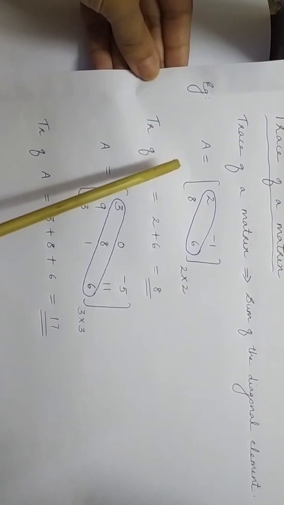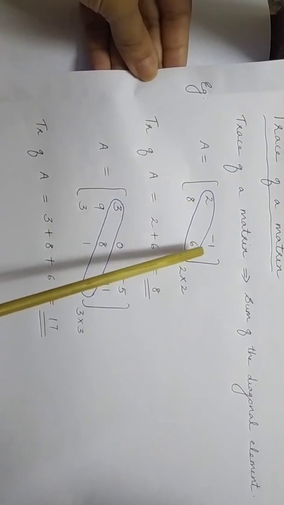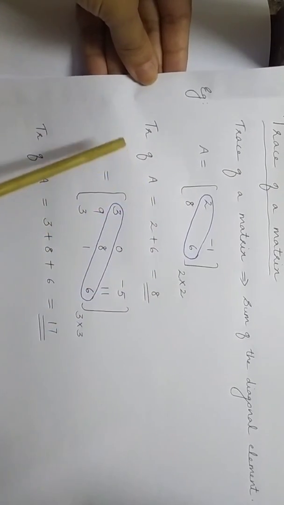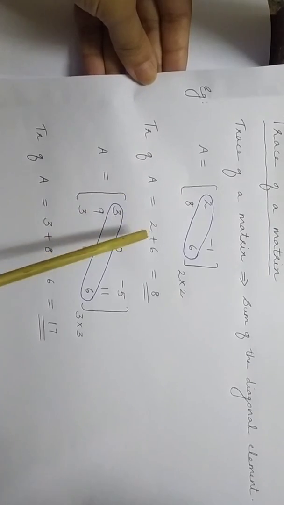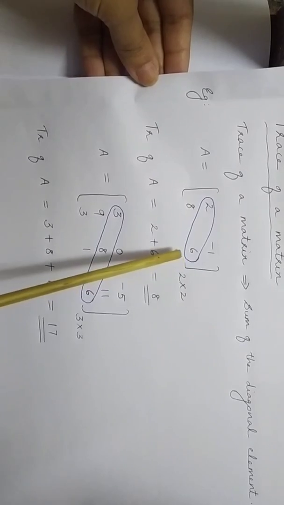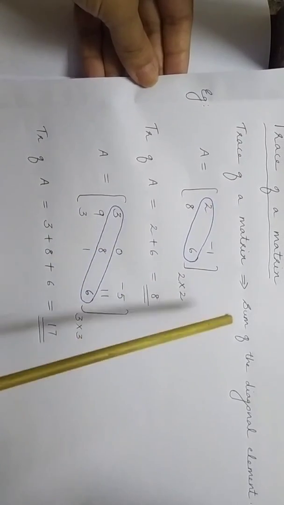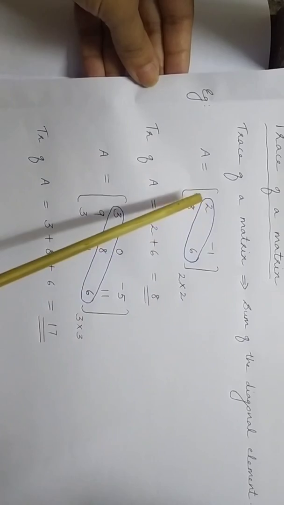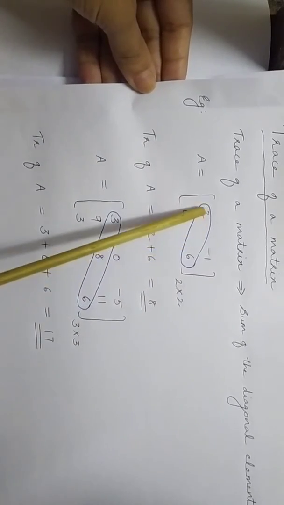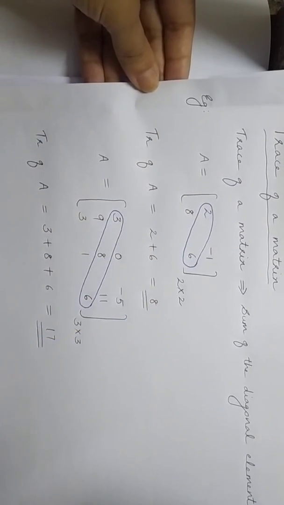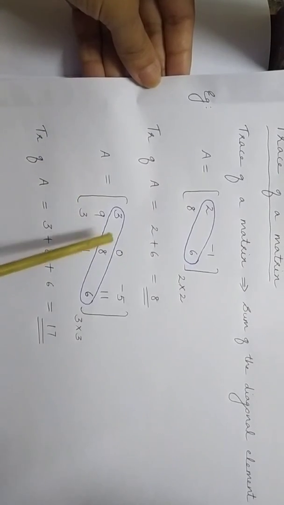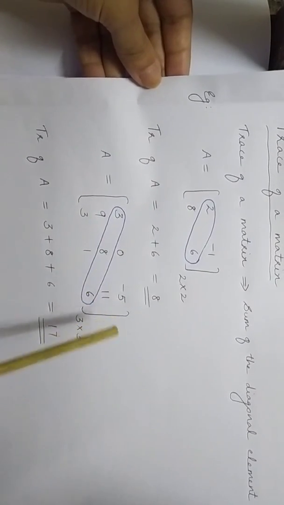For example, the matrix A is equal to 2, minus 1, 8 and 6. This one is a 2 by 2 matrix. So the trace of A is 2 plus 6. We know that 2 and 6 are the leading diagonal elements. So trace means we have to find the sum. We have to add the diagonal elements together. So the trace of A is equal to 2 plus 6. The answer is 8.